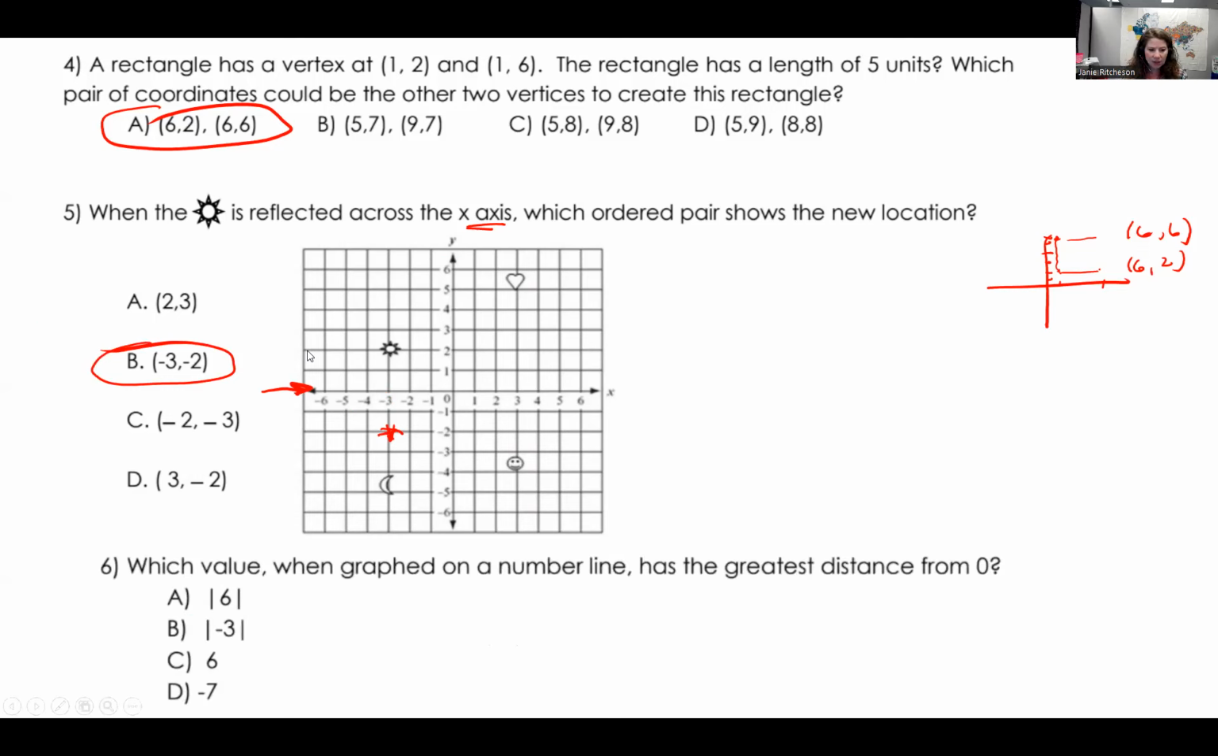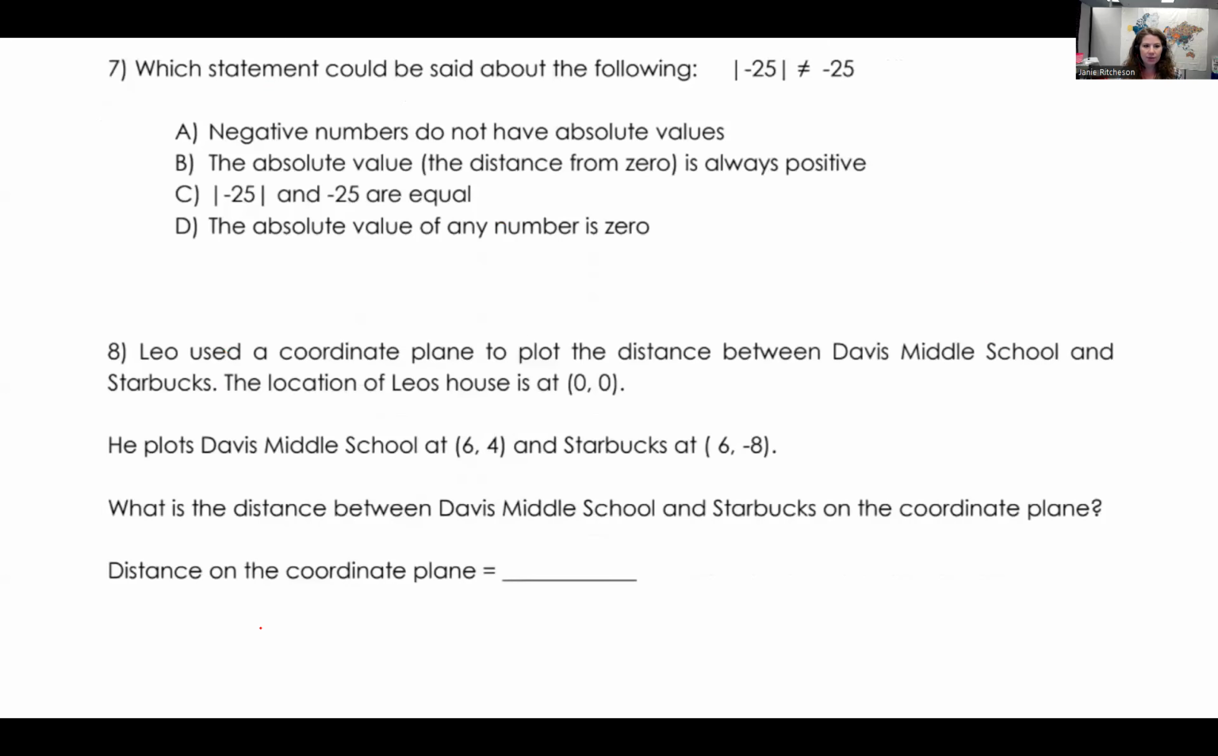Number 6. Which value, when graphed on a number line, has the greatest distance from 0? Well, 6 is 6 units from 0. The absolute value of negative 3 is 3, so 3 spaces from 0. 6 also has 6 spaces. And how many spaces is negative 7 from 0? The answer is 7. Distance is always positive. So D is the right answer. Negative 7 is farther from 0 than the other numbers.